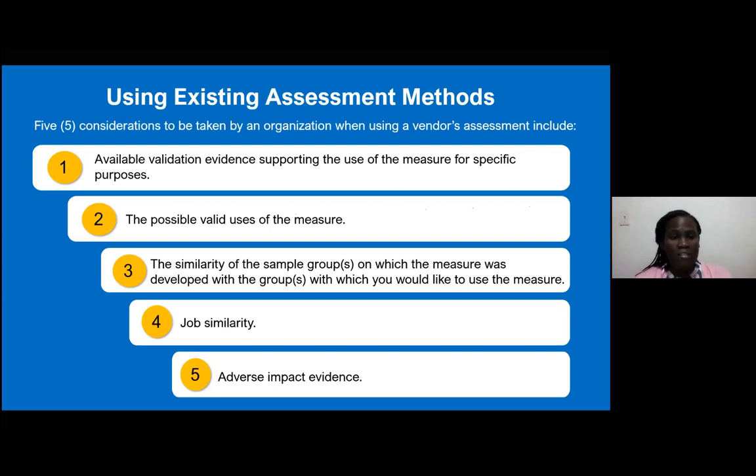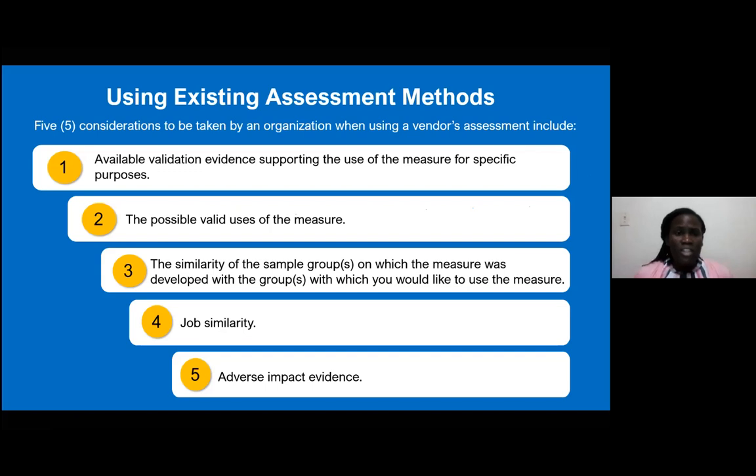The second consideration is to bear in mind the possible valid uses of the measure. So in other words, it must be able to predict job performance because the tools should be able to provide valuable information about a person's aptitude, their attitude, and also provide information about future developmental goals or potential of an employee, because it can possibly assist in succession planning as well.